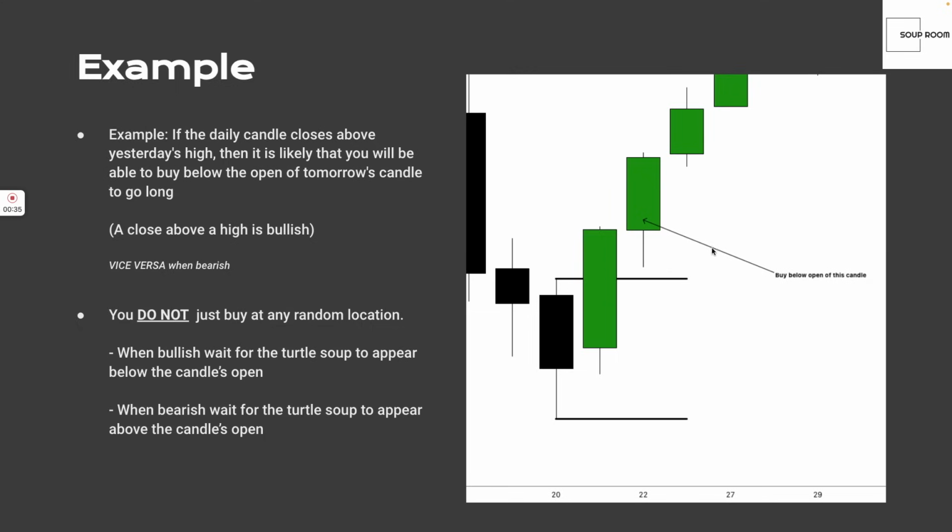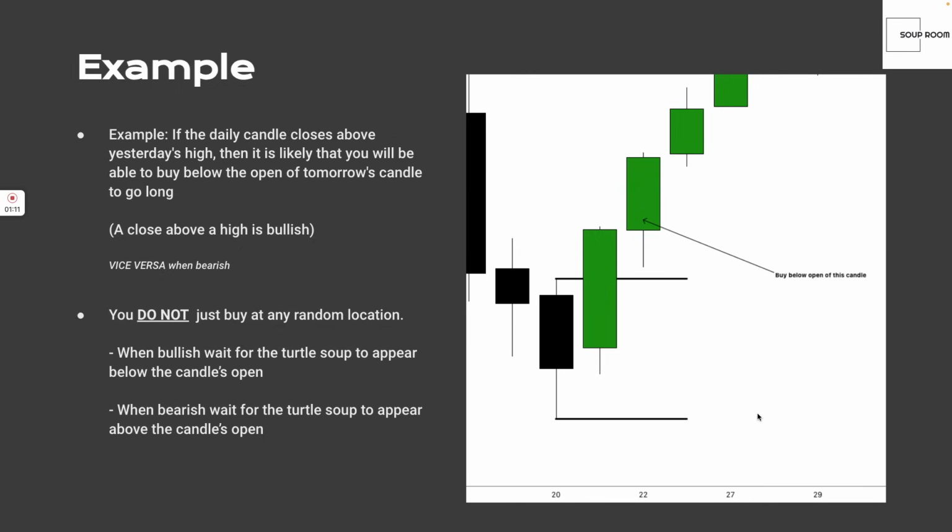Simple, do not overcomplicate. So right here, if the daily candle closes above yesterday's high, which we did, then it is likely that you will be able to buy below the open of tomorrow's candle. A close above a high is bullish. Vice versa when bearish. So what does that mean? That means if we were to close below the low, we would need to enter a sell position above the next candle's open.